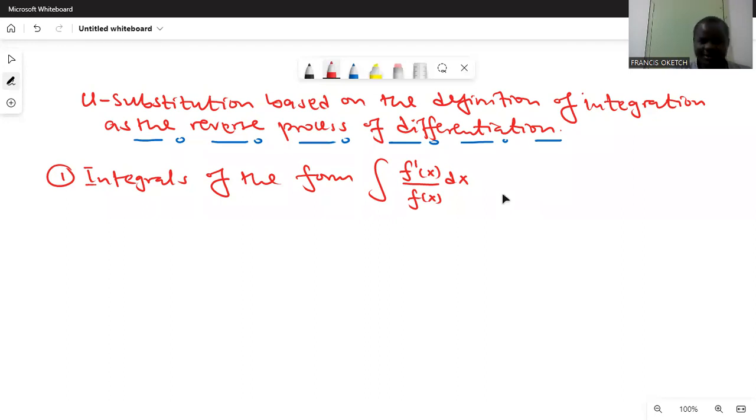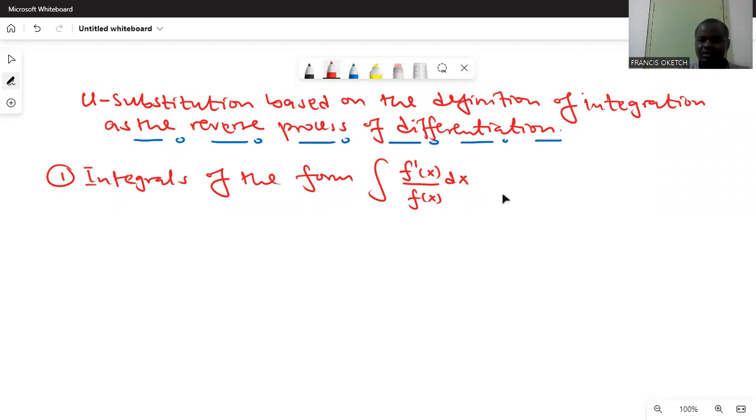Today we are going to look at Calculus 2 and our topic is u-substitution based on the definition of integration as the reverse process of differentiation. Remember, so far we've looked at power rule and u-substitution that reduces to power rule. But now, what about the u-substitution that is based on the definition of integration? Under this topic, we are going to look at some forms of integrals.